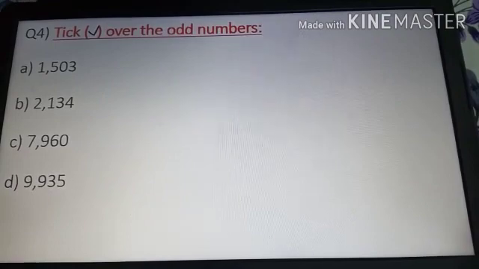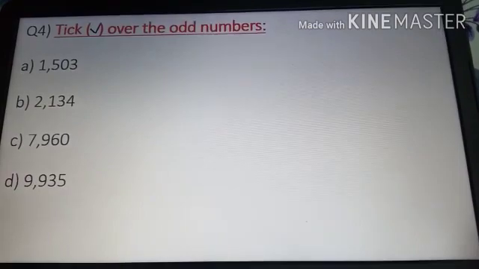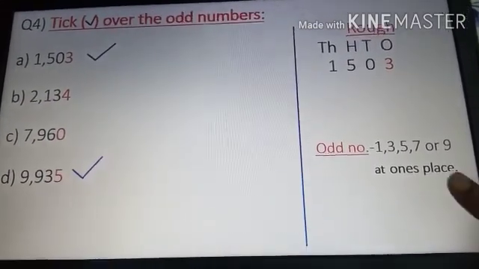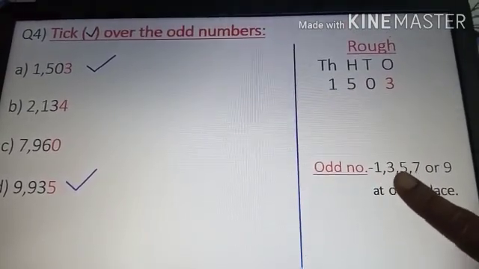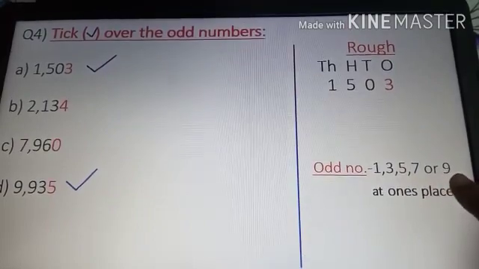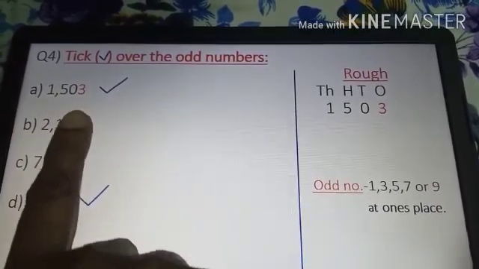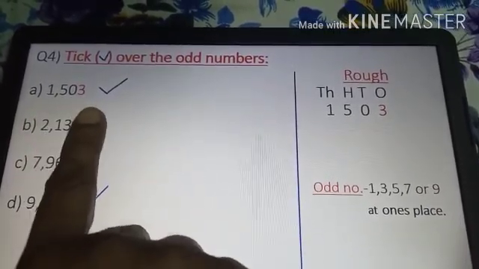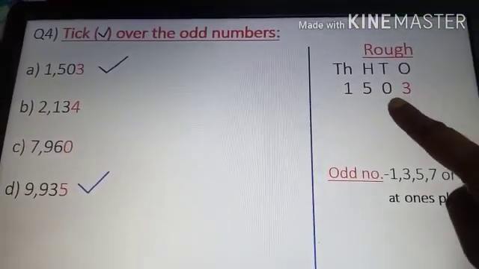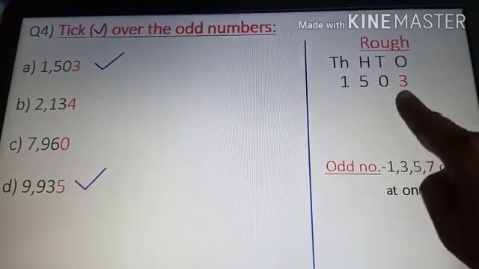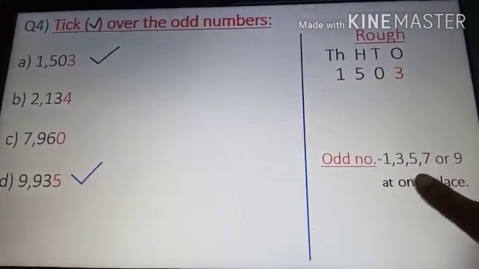What digit should be there for odd numbers at the ones place? Yes. So you write the condition in the rough column. For odd numbers, we should have at the ones place the digit 1, 3, 5, 7 or 9, any one of the digits. Now check the A number, children. We have 1503. I am explaining here, children. You see ones, tens, hundreds, thousands. What digit is there at the ones place? We have digit 3. Yes. Is digit 3 here?